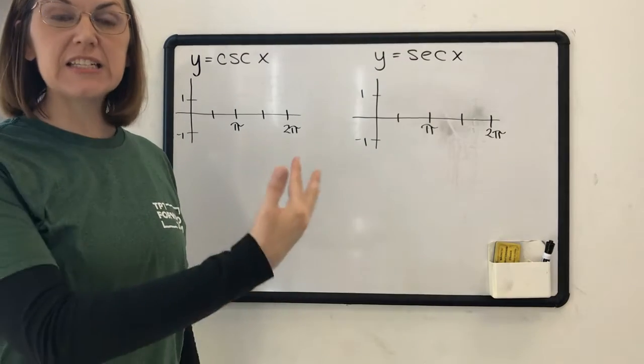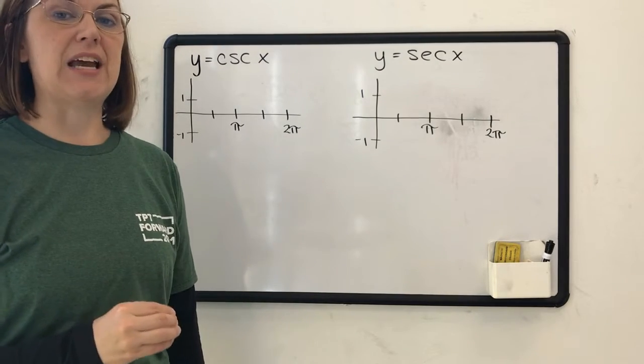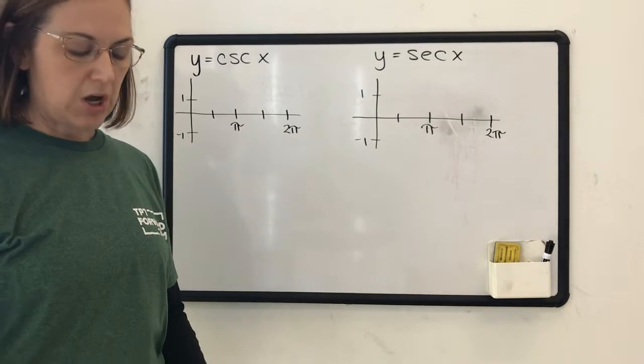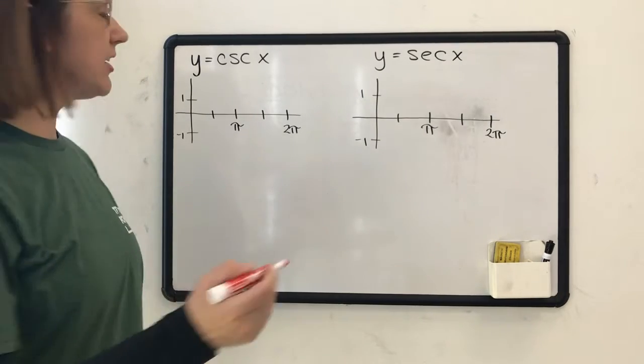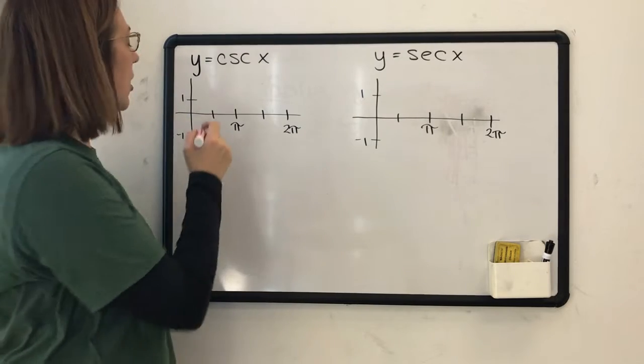What does the graph of cosecant and secant look like? Now, before we jump into the cosecant, I want to remind you that cosecant is the reciprocal of sine. And so I want to begin with the sine graph, which you may remember in my previous video. I'll be sure and link it in the cards.